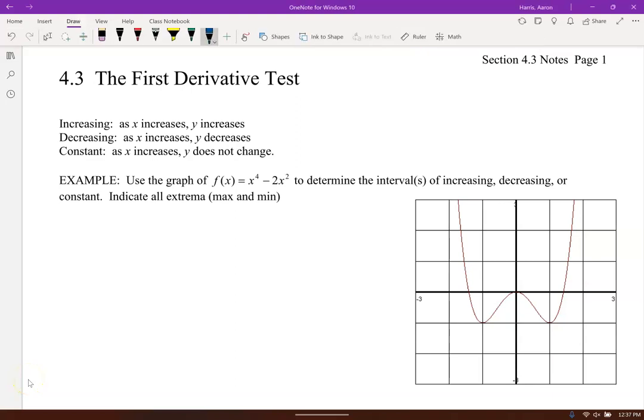Let me take a look at the first derivative test, and let's talk about if a function is increasing or decreasing or constant. Technically speaking, if a function is increasing, if your x1 is less than x2, then f of x1 has to be less than f of x2 for all x1 and x2 on that interval. So in other words, you're going up and to the right. If a function's increasing, you're going up and to the right.